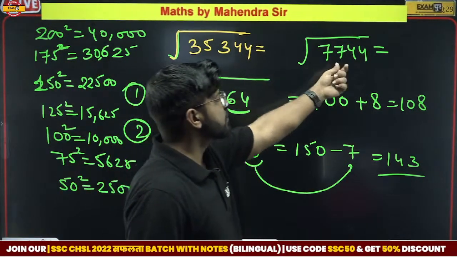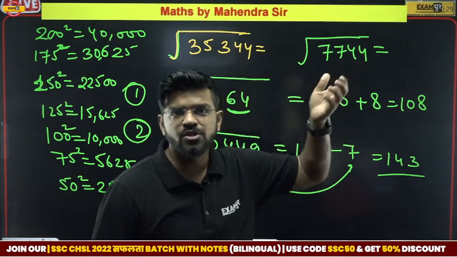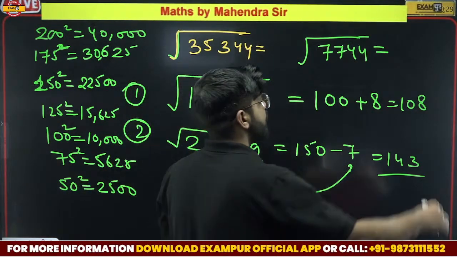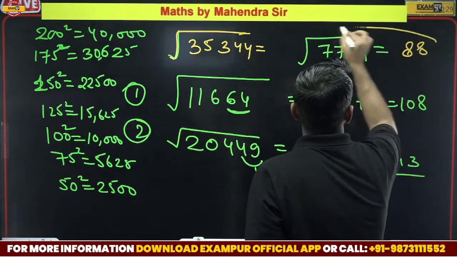So this number will give you what? 44. This is 12 less than 100. So this will give you 88.